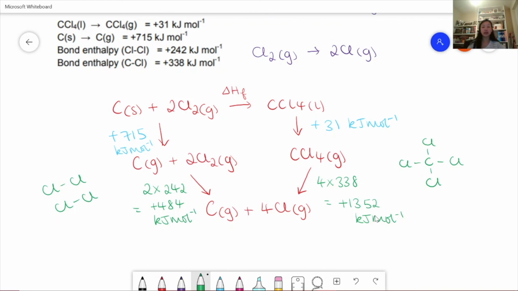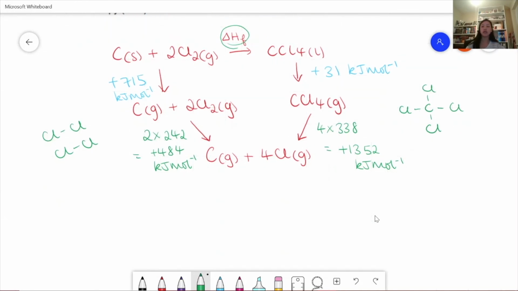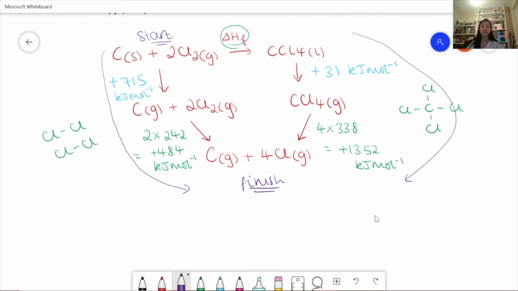And now we should be able to work out this delta H of formation, because when we remember Hess's law, it states that from reactants to products, any route you take, the enthalpy change will always be the same. And so if we call this the start and this the finish, that means that if we go this way round, we'll get the same enthalpy change as if we go this way round.